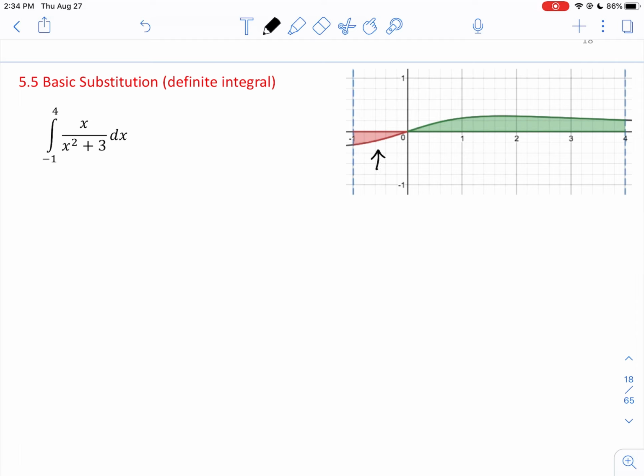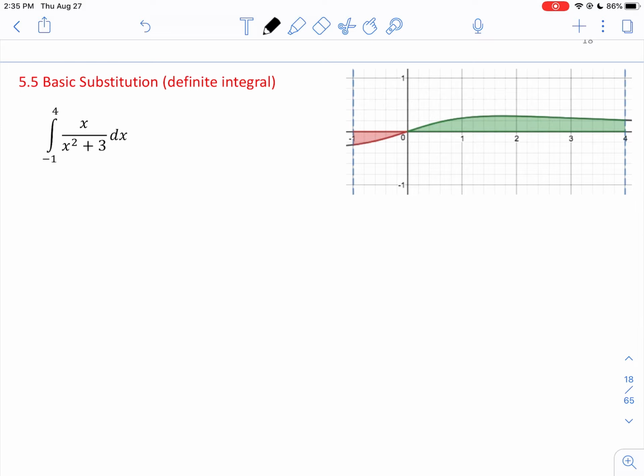So part of my area, this part here, is negative, and part of my area up here is going to be positive. So I expect an interpretation of my final answer, whatever it is going to be, to be the green area minus the red area. So there's some cancellation of areas happening here because I'm integrating over the entire interval from -1 to 4. I'm not breaking this up into pieces to find the two areas separately.